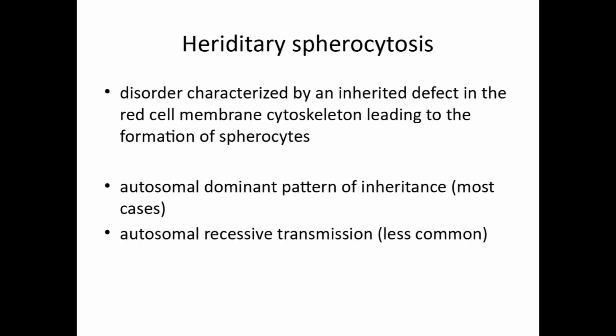First, we'll be seeing what hereditary spherocytosis is like. It is a disease characterized by a defect in the red cell membrane cytoskeleton, leading to the formation of round RBCs that are spherocytes. The pattern of inheritance most commonly is autosomal dominant. However, in some cases, an autosomal recessive pattern of inheritance may also be seen.